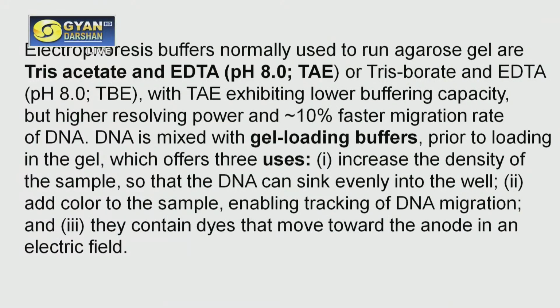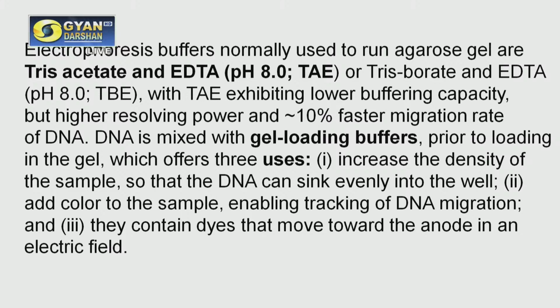Another thing which you should remember is when you are loading the DNA in an agarose gel, you have gel loading buffer. And this gel loading buffer normally consists of dye, that helps in loading the sample evenly into the well. It adds color to the sample so that you can track the migration of DNA. How much the DNA has entered in the agarose gel, that you can track. And number 3, they contain dye that moves towards the anode in an electric field.